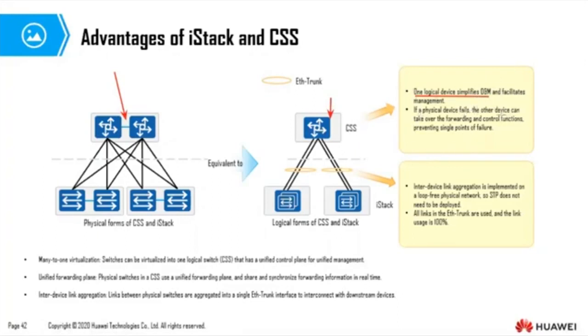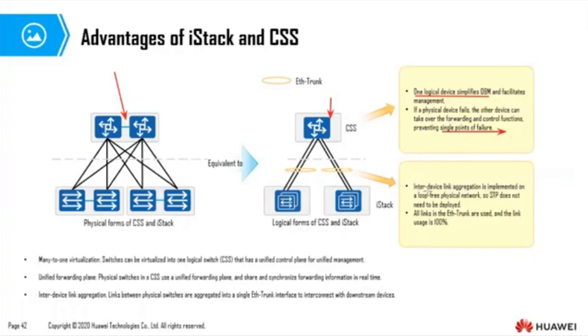Now, if a physical device fails, the other device can take over the forwarding and control functions, preventing a single point of failure. So you also provide backup. If one goes down in the stack or in the CSS, the others will still continue to work. Okay. So those are the advantages of CSS and iStack. Inter-device link aggregation is implemented. So you saw that one of the ways in which we could implement link aggregation was if we had an architecture like you're seeing here.